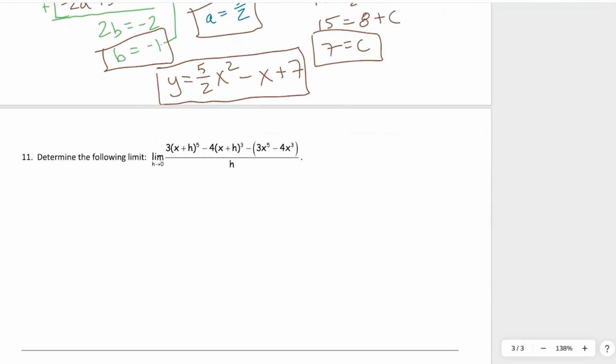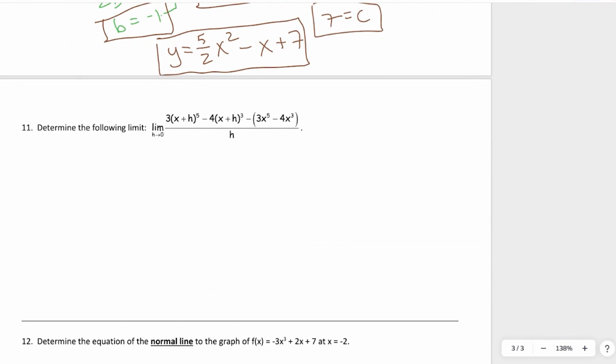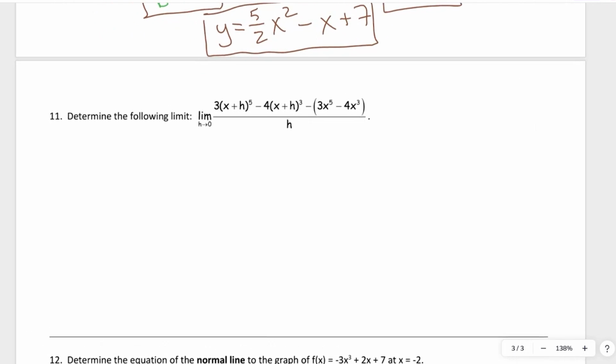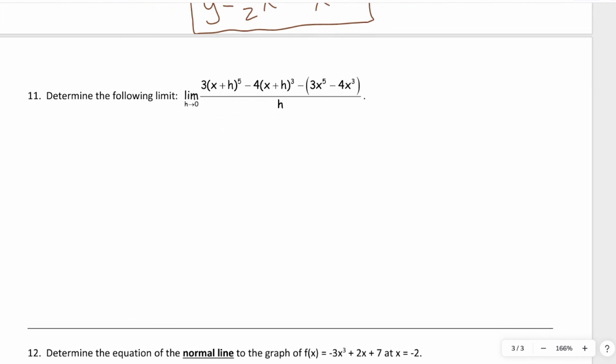Number 11, determine the following limit. Well, we talked about in class how we're not going to really be seeing any "find the derivative using the limit definition" kind of problems. But what we are going to see is a question like this where it kind of looks like they're just asking for a limit, like it would be a question that you would see in Unit 1 where we're talking about limits. But I really don't want you to solve that like we did before.